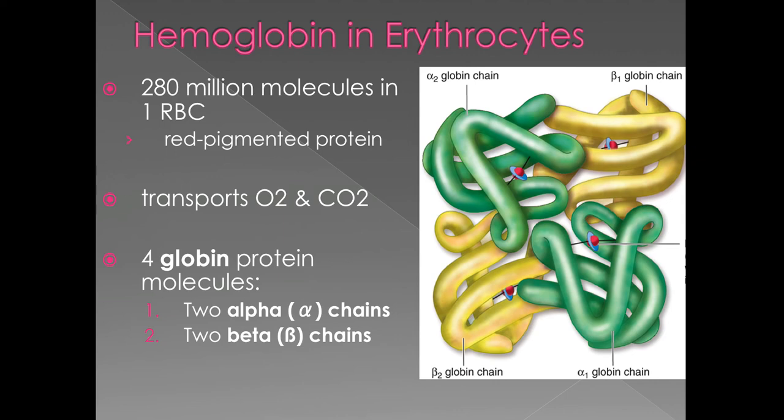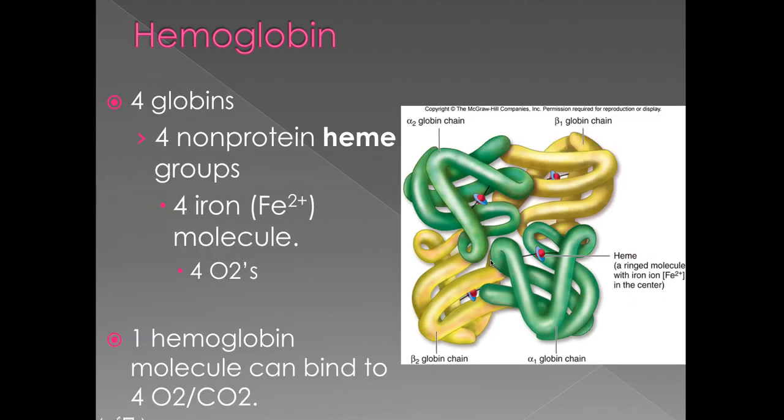Now, the magic number for everything we're about to discuss next is 4. For example, hemoglobin, globin here, is created by 4 globin chains, 2 alpha chains, and 2 beta chains of the protein. Now, each of these chains carries a heme group, so we have 4 heme groups. And each heme group contains an iron molecule. So we have 4 iron molecules.